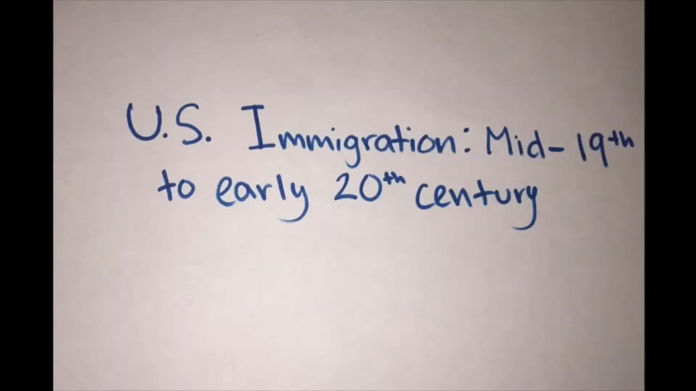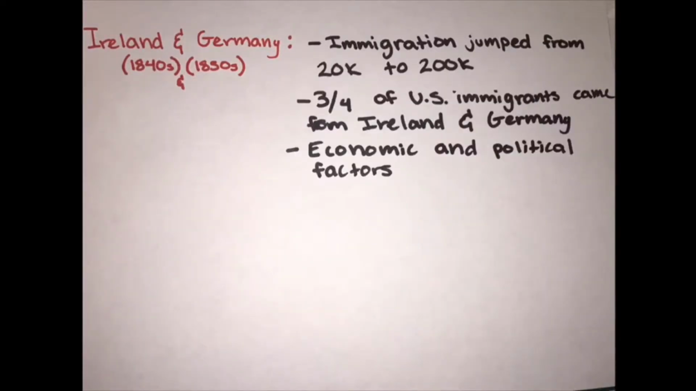Next part is U.S. immigration, mid-19th to early 20th century. The U.S. in the 19th century offered economic opportunities for Europeans, which caused an increase of 32 million migrants to the U.S. Ireland and Germany, 1840s and 1850s: immigration jumped from 20,000 to 200,000 in the U.S. Three-fourths of U.S. immigrants came from Ireland and Germany. Economic and political factors affected the immigration pattern.